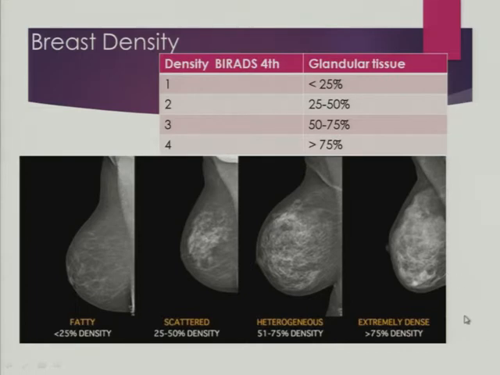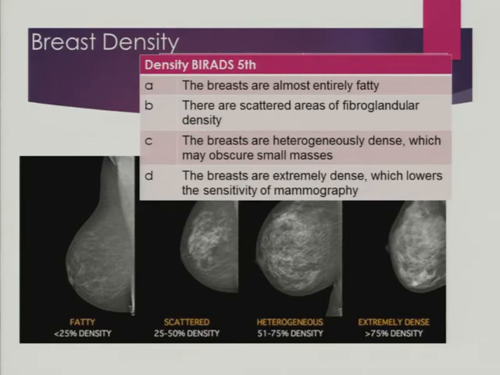And then we have the extremely dense breast that can actually misguide us in misdiagnosing breast cancers. The BI-RADS 5th edition came out 2 years ago, and now we changed the way we measure density. We have A, B, C, and D, and we avoid using the percentage, so we only use the explaining way, but it's about the same, just a matter of terminology.